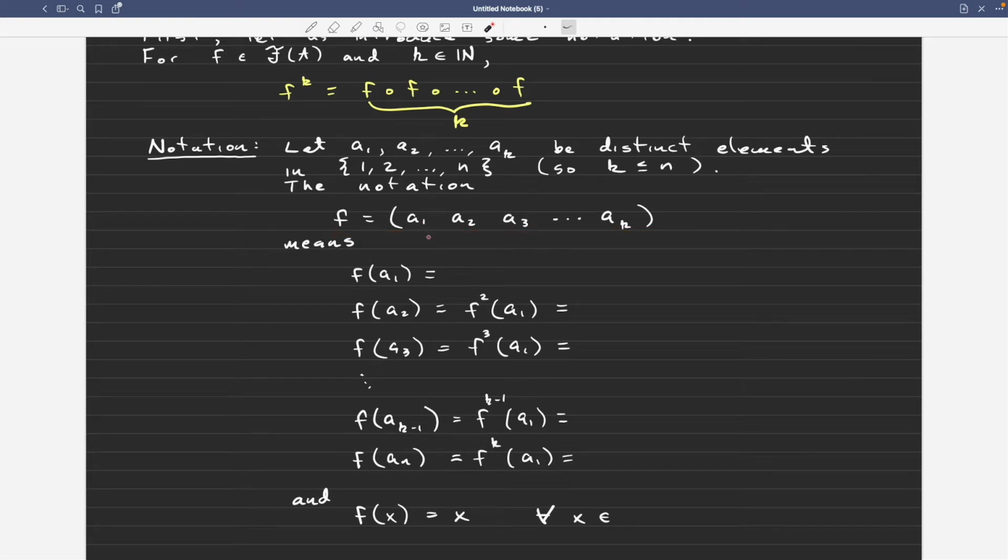What does this mean? So this is called cycle notation. It means that a1 goes to a2 when you put it into F.